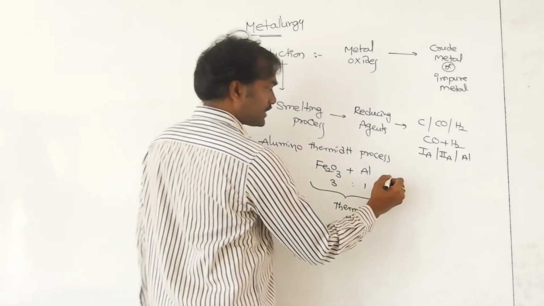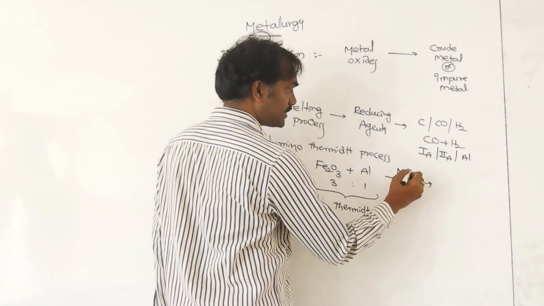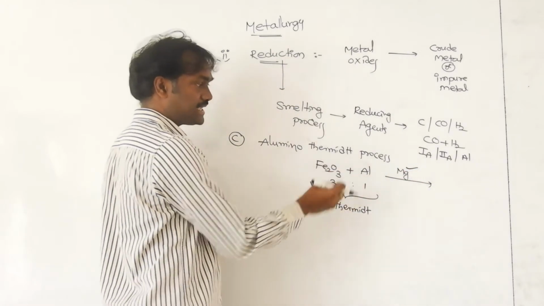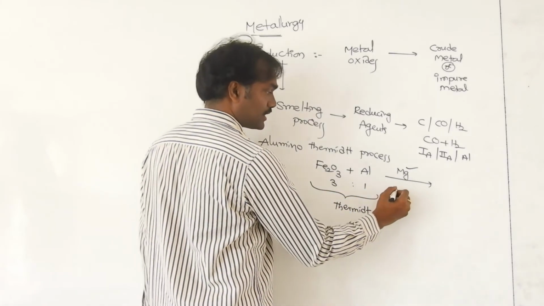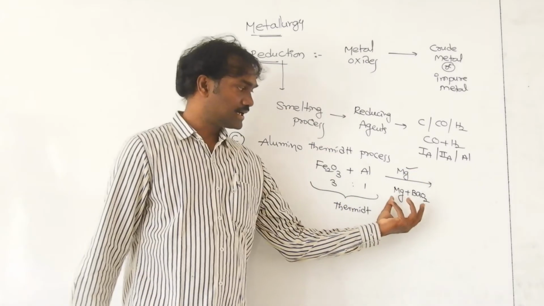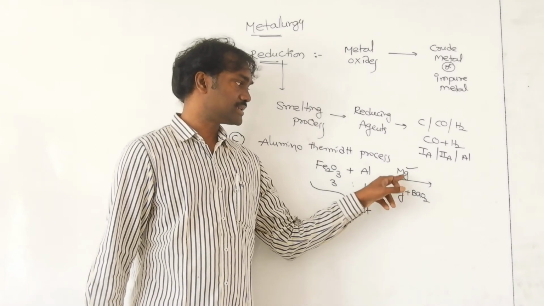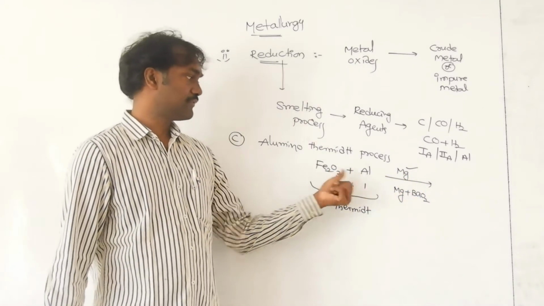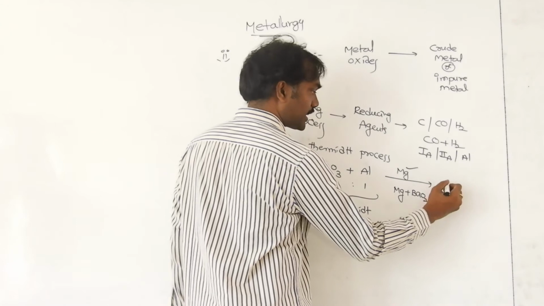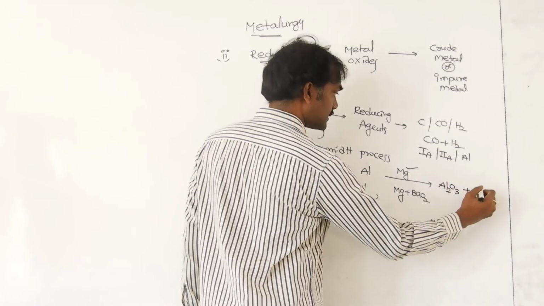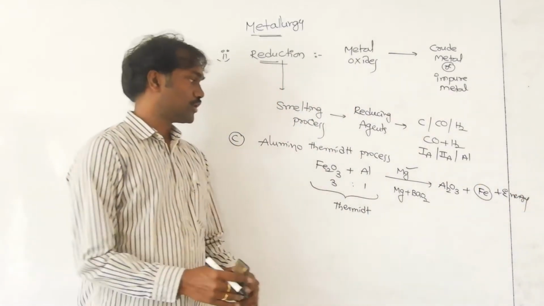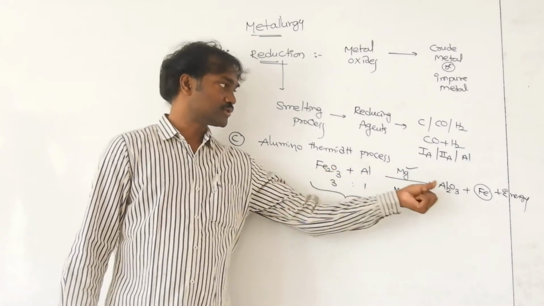Suppose these are heated with magnesium. A magnesium wire is used for initiation of the reaction, along with magnesium plus barium peroxide. This is the igniting mixture, connected with the magnesium. First it burns, and after that, with this temperature, both react. This is a high reduction potential, so you get Al2O3 plus iron coming outside, plus energy. The aluminium removes the oxygen, so iron comes.